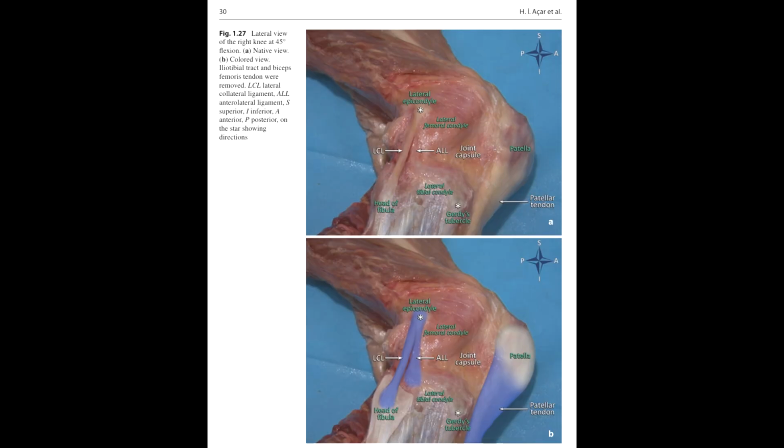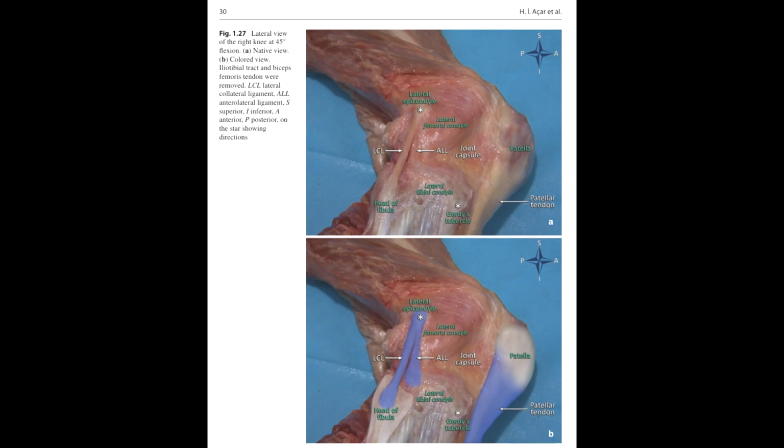Now we move on to figure 1.27, which gives us a lateral view of the right knee at 45 degrees of flexion. In this dissection, both the iliotibial tract and the tendon of the biceps femoris have been removed so that we can clearly appreciate the key ligamentous structures of the lateral side. Main landmarks. At the top, you can see the lateral epicondyle of the femur, marked with an asterisk. Just below that landmark, two very important ligaments arise and run in slightly different directions.